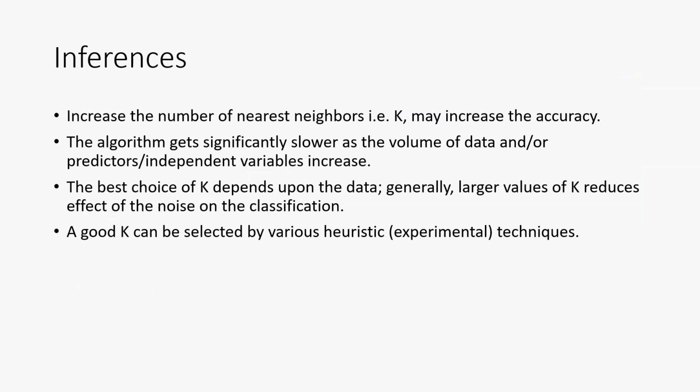Now we have some inferences from the KNN algorithm. Increasing the number of nearest neighbors may increase the accuracy, and the algorithm may become significantly slower when the volume of data increases. The best choice of K depends upon the data, because one K will work for some data, and another K will work for other types of data. But in general, large values of K reduce the effect of noise in the classification. So how will you select a good K? It can be selected by various heuristic or experimental techniques.